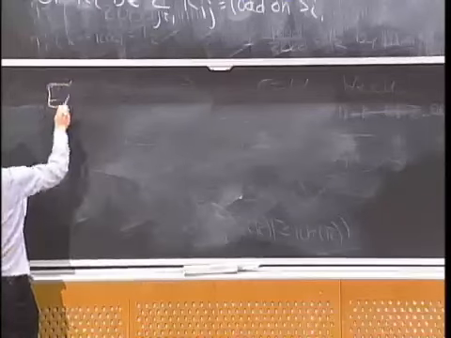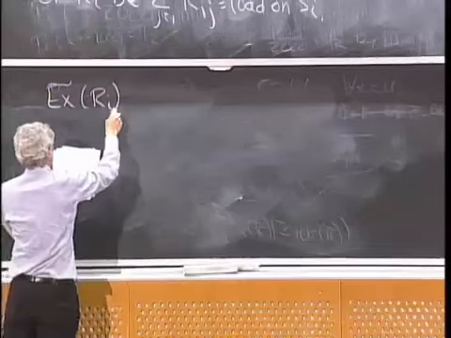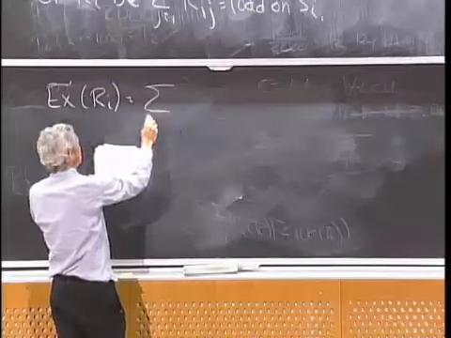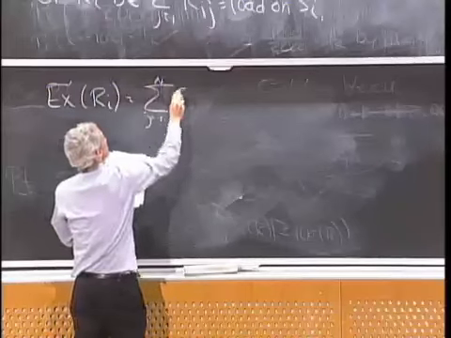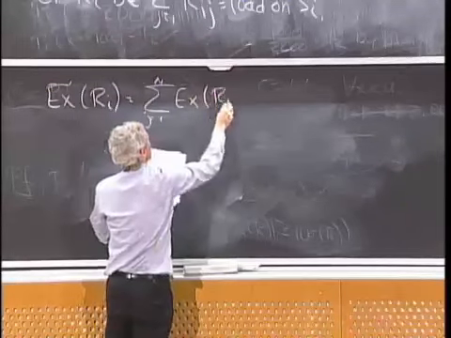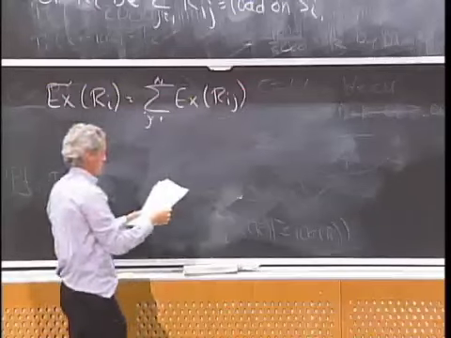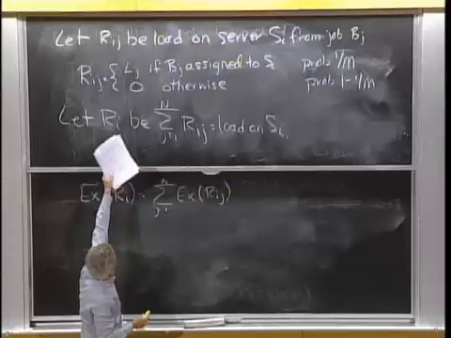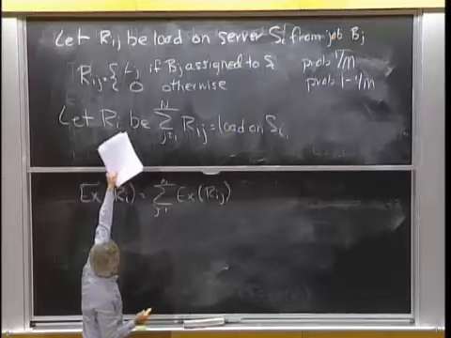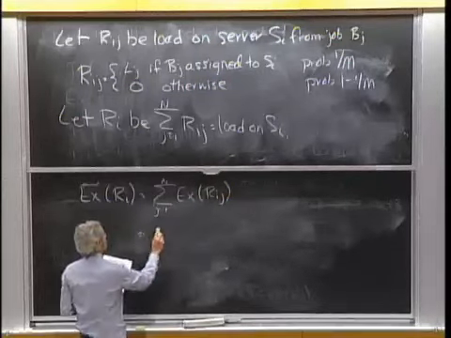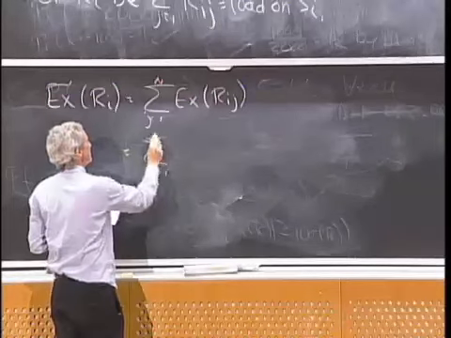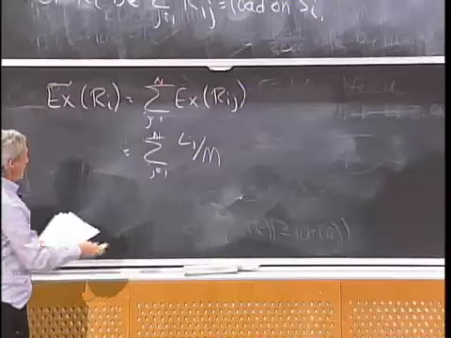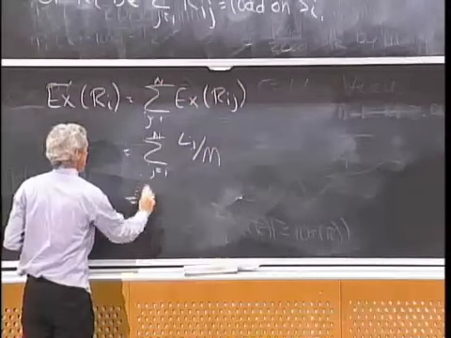All right, so the expected load on the ith server is, well, we use linearity of expectation. Okay. And the expected value of Rij, well, it's 0 or Lj. It's Lj with probability 1 over m. This is just now the sum of Lj over m. And the sum of Lj is just L.